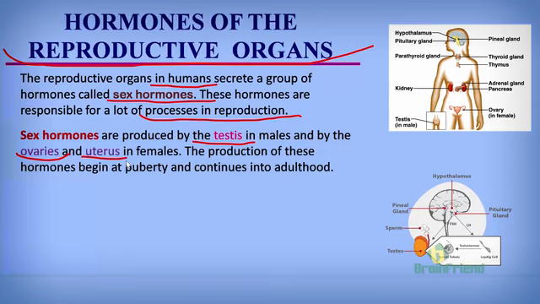Sex hormones play a lot of roles in the bodies of males and females in preparation for reproduction and during reproduction. They are often produced at puberty. That is, the secretion of sex hormones begins at puberty and continues into adulthood.